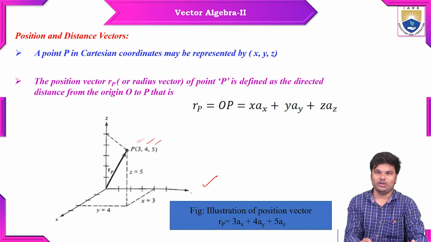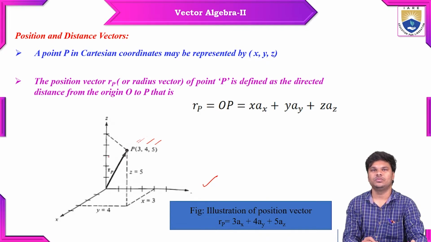Suppose this point has coordinates 3, 4 and 5, meaning x is equal to 3, y is equal to 4 and z is equal to 5. So what is the position vector of this point? Since it is a vector, it has a head and tail. This position vector has its tail at the origin and head at point P.